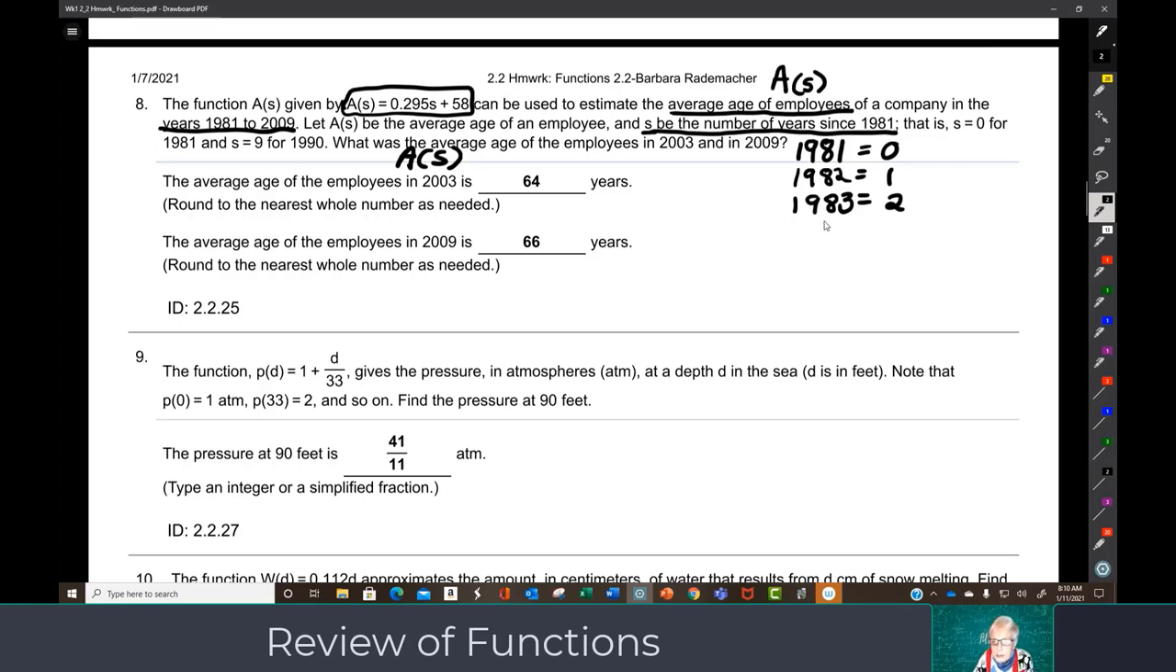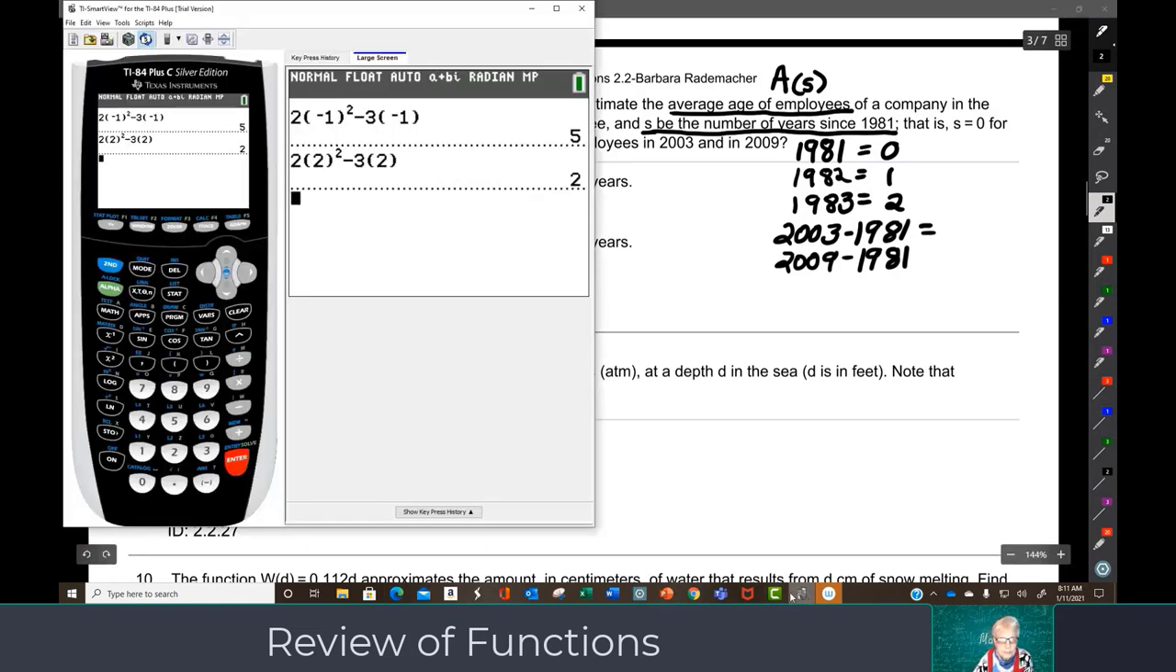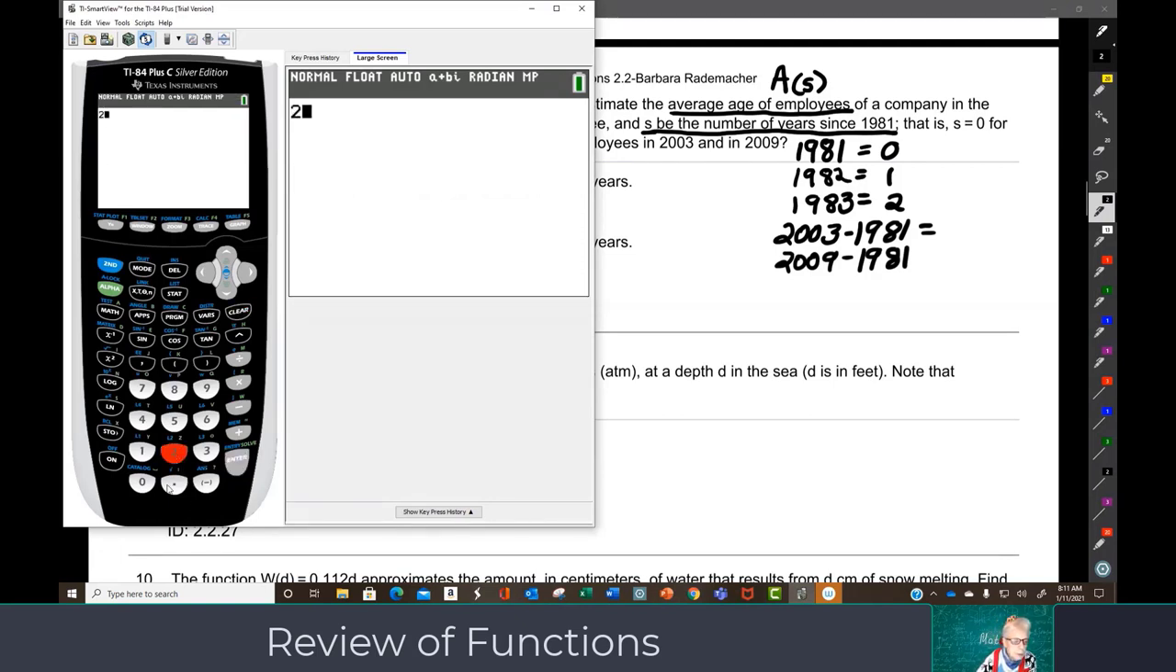Okay, so 2003 is going to be 2003 minus 1981. Oh, I have to write it correctly, don't I? 1981. And 2009 minus 1981. That's going to give us the year. So you can pull out your calculator. 2003 minus 1981 and 2009 minus 1981. I get 22 and 28.